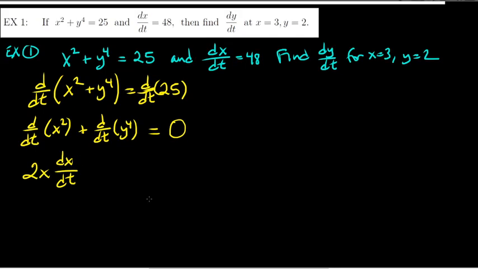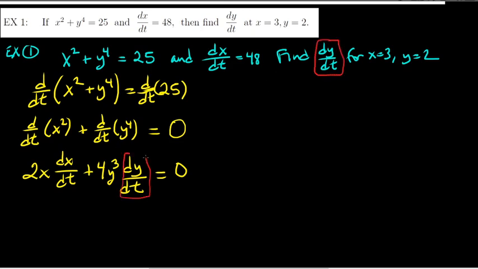So don't forget the chain rule. Same thing here. This is not 4y cubed, but rather 4y cubed times the derivative of y with respect to t. And that's still equal to 0. So what are we looking for here? We're looking for dy by dt. So we want to solve for this quantity here.